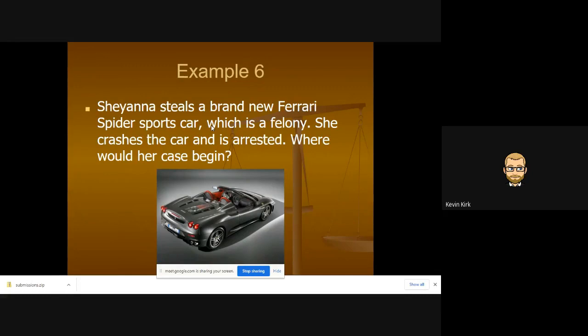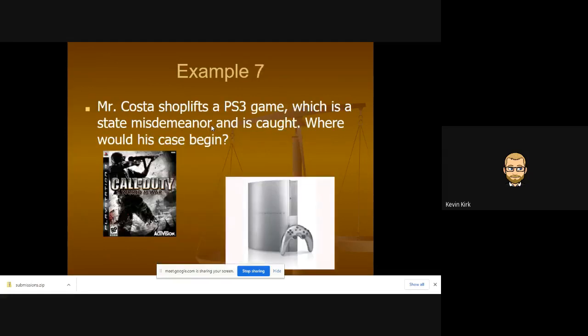Next example, Cheyenne steals a brand new Ferrari Spider sports car. This would be a felony because this car is worth an awful lot of money. She crashes the car and is arrested. Where would this case begin in state court? It's a felony. That would be Virginia Circuit Court.